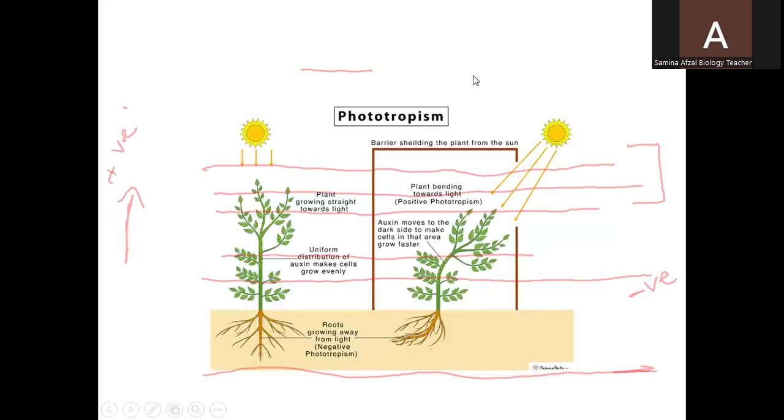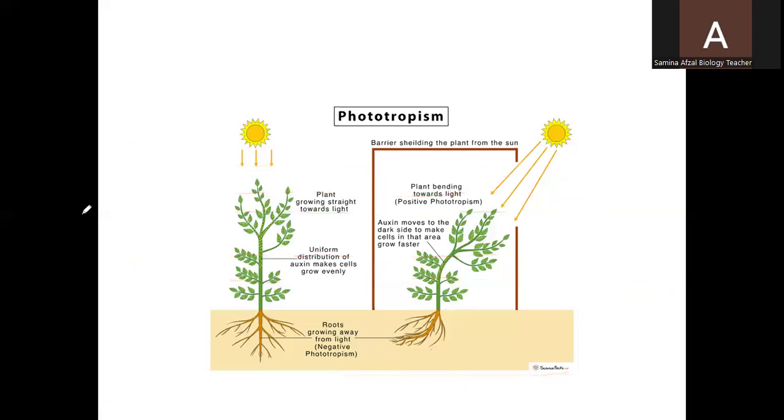So here in the next slide, you can see the growth of the plants when they are moving straight in the upward direction towards the source of light, which is above the plants. With plants growing straight towards the light, uniform distribution of auxins makes cells grow evenly, whereas the roots are moving in the downward direction and shoots are moving towards the source of light or the sun.